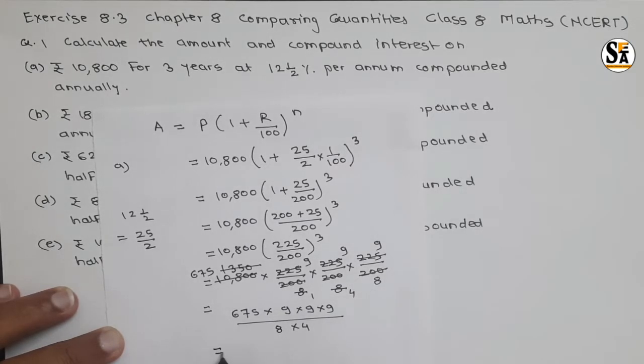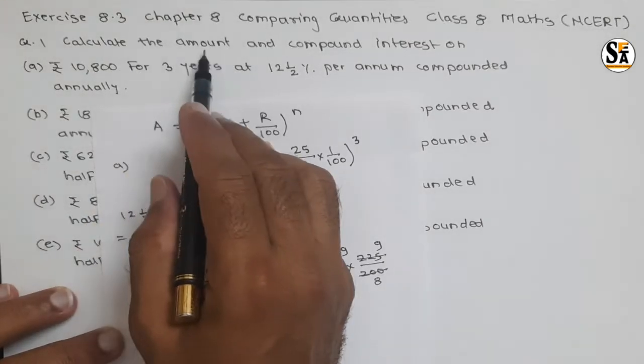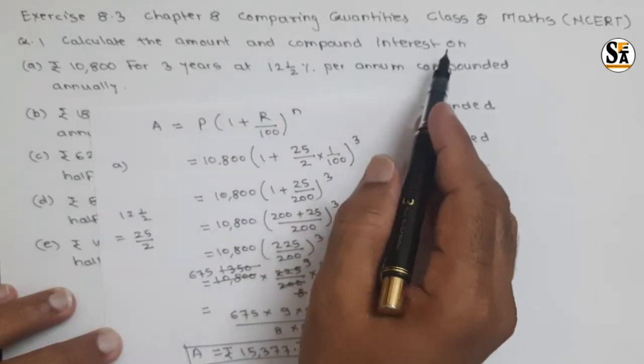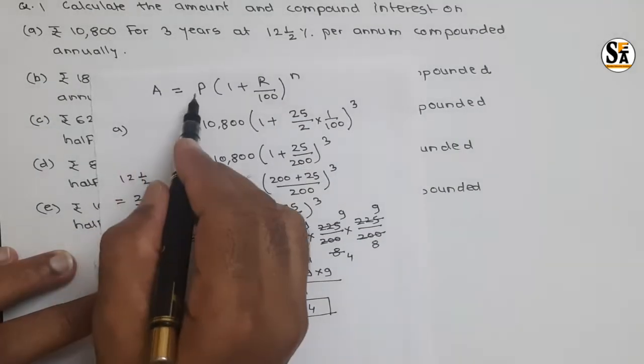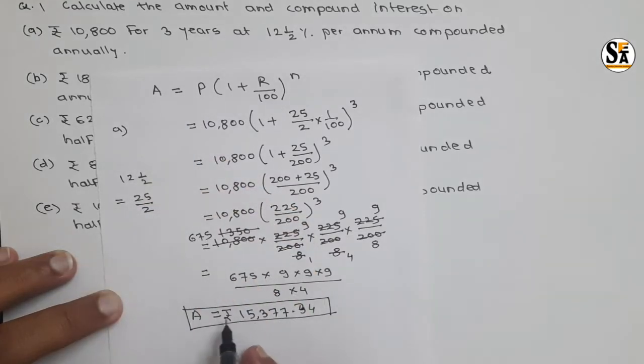If we solve this, we get 15,377.34. That will be in rupees. So this is the amount. And what is asked? Calculate the amount and compound interest. So if we subtract principal from this amount, we will get the compound interest. So compound interest CI equal to A minus P.